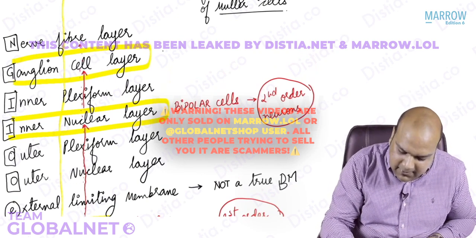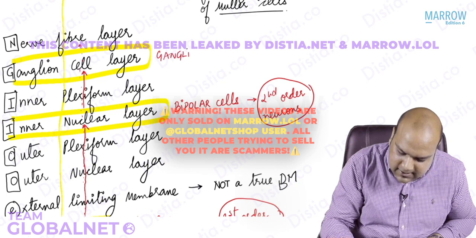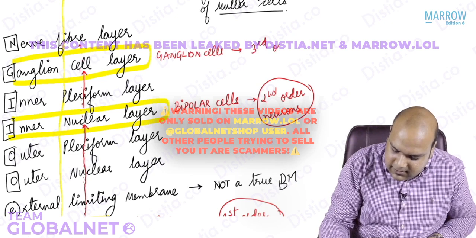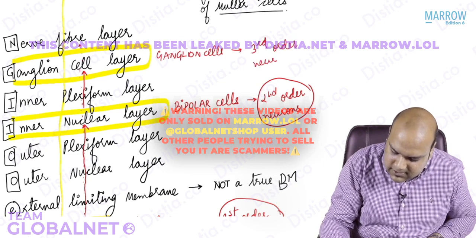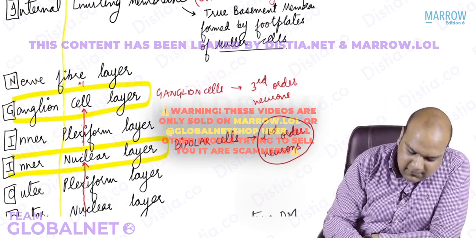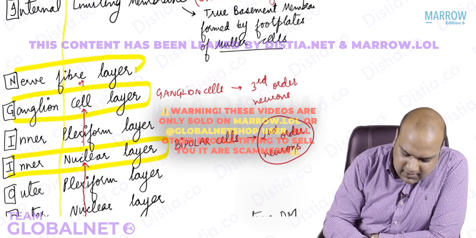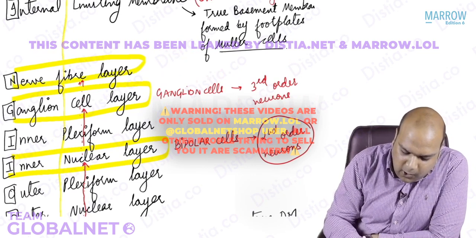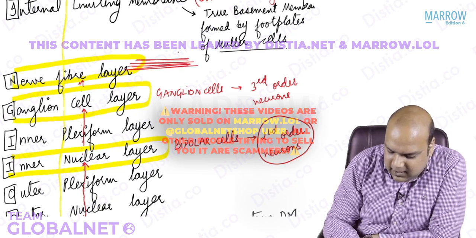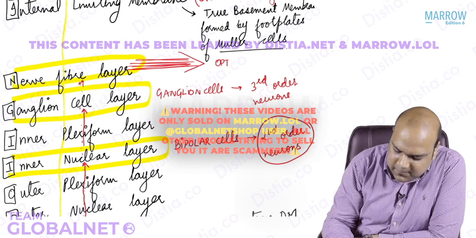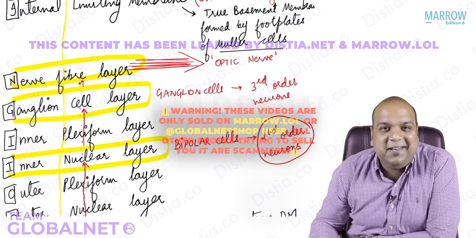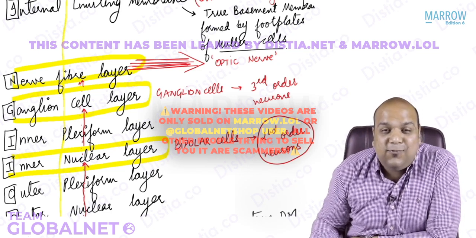Ganglion cell layer, by the name is clear, consists of ganglion cells. So, ganglion cells are our third order neurons, everybody. Now, the visual impulse from the ganglion cell will go into the nerve fiber layer. I hope we understand this. All the nerve fibers, everybody, they will collect to form my optic nerve. Optic nerve is the collection of the nerve fibers, everybody. So now my question to all of you, what is optic nerve?